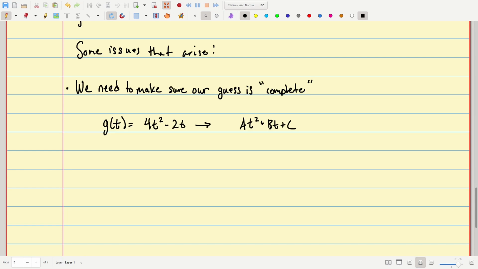Now, if I had a different right-hand side, say one that looked like this, what do you imagine the guess would have to look like in order for this to work?